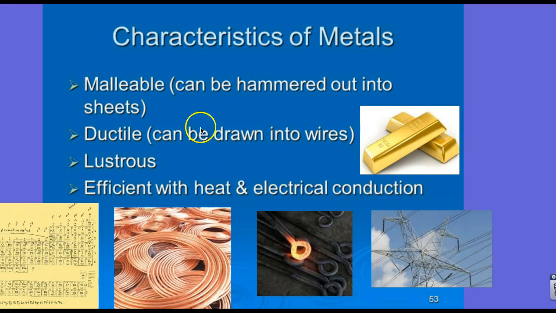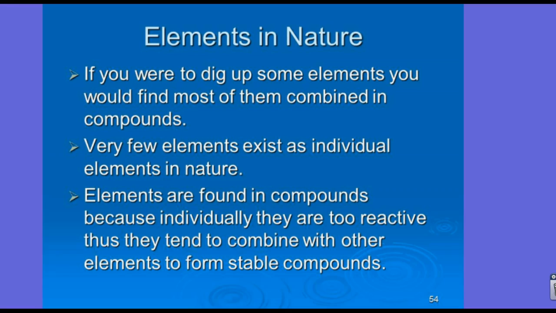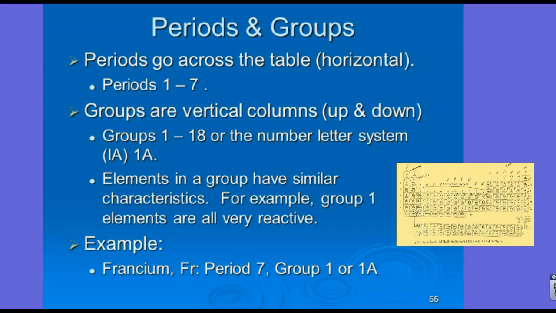And characteristics of metals. Metals are malleable. They can be hammered out into sheets. They're ductile. They can be drawn into wires. They're lustrous, which means they're kind of shiny. And they're efficient with heat and electrical conduction. So elements in nature, if you were to just go dig up a pile of dirt, you wouldn't find very many individual elements. You'd find them more likely in compounds because it's more stable that way.